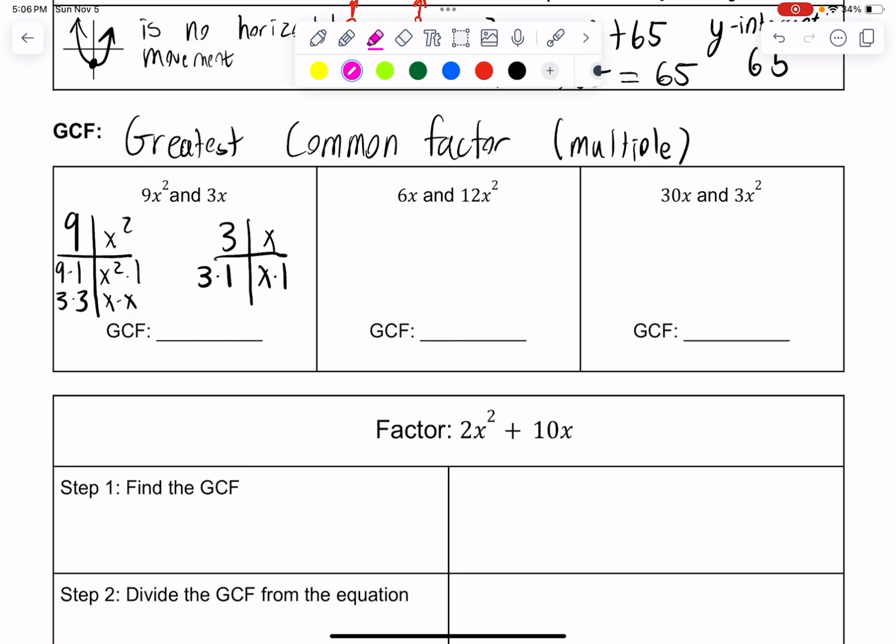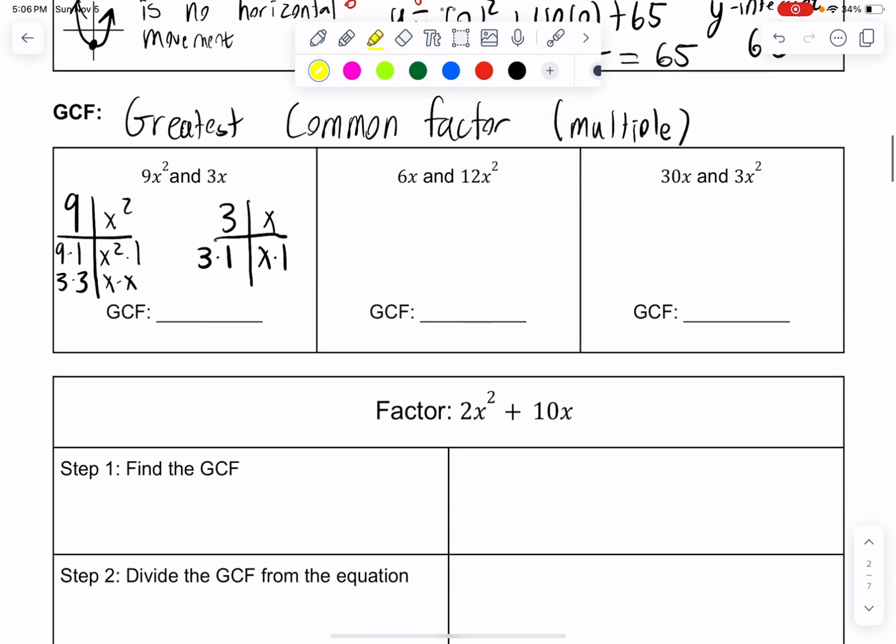Now here, when I identify my GCF, I need to look at what numbers they have in common. Well, I see they both have a 1, and they both have a 3, as well as an x. So I'm looking for the biggest number. I see that they both have a 3 and they both have an x. So I have to separate the two columns and see which ones are the biggest value I can pull out. So here, my GCF is going to be 3x.